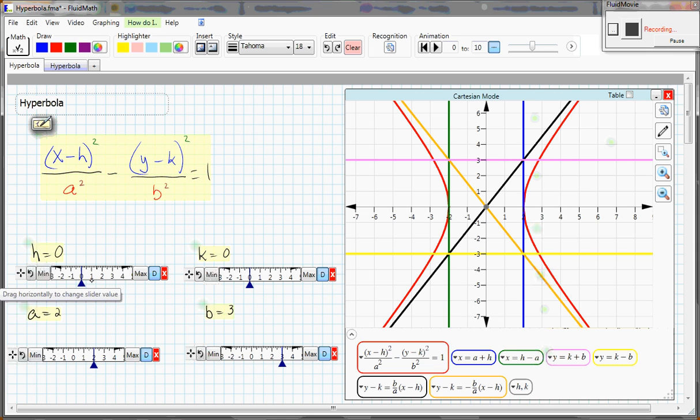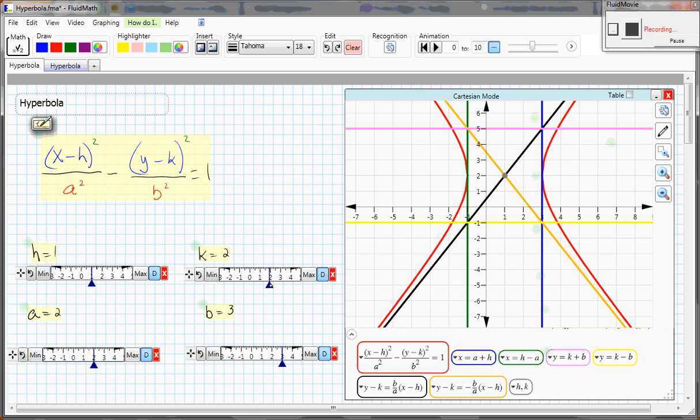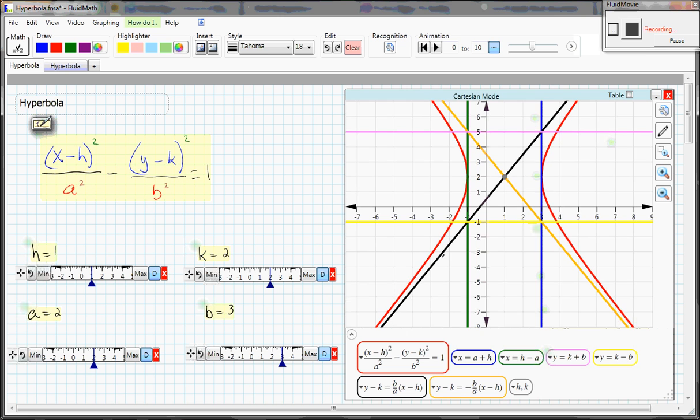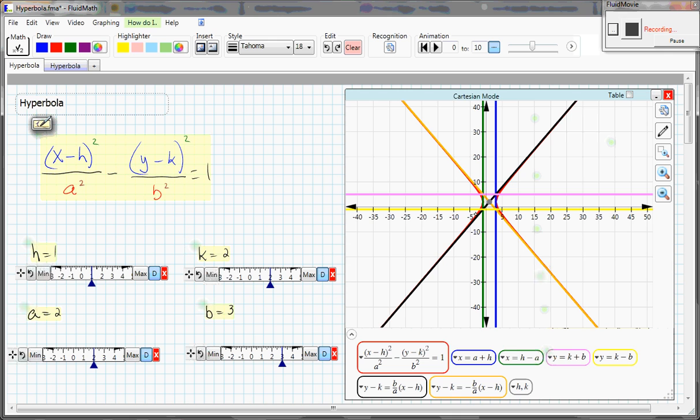And so now all of this is dynamic. And when I zoom out, what you see is that the hyperbola quickly approaches these asymptotes.